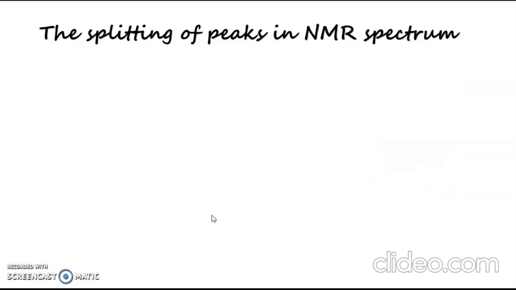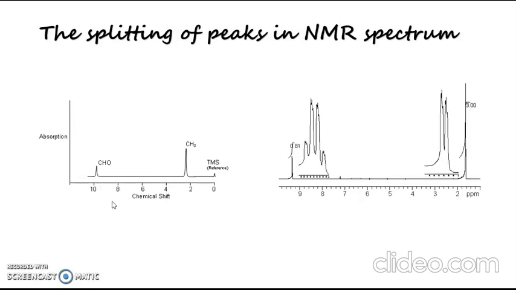Next, we have to discuss the splitting of peaks in an NMR spectrum. Now you compare the 2 spectra. Can you find any similarity? Both of these are the NMR spectra of acetaldehyde. In the first one, we can see 2 single peaks, one for the methyl protons and the other for the aldehyde proton.